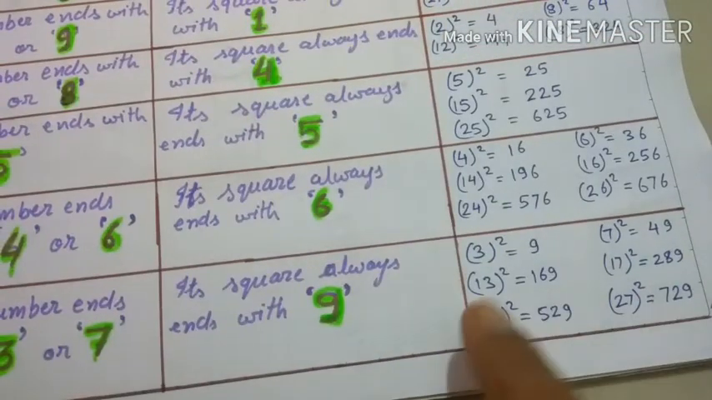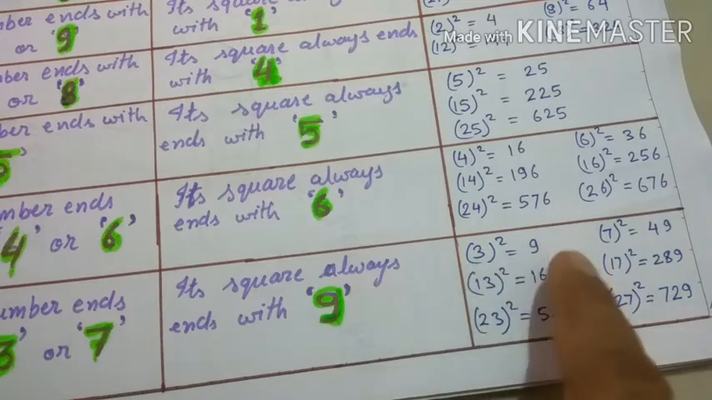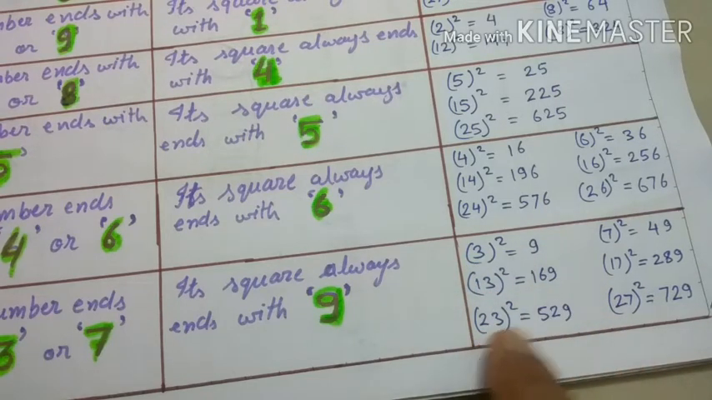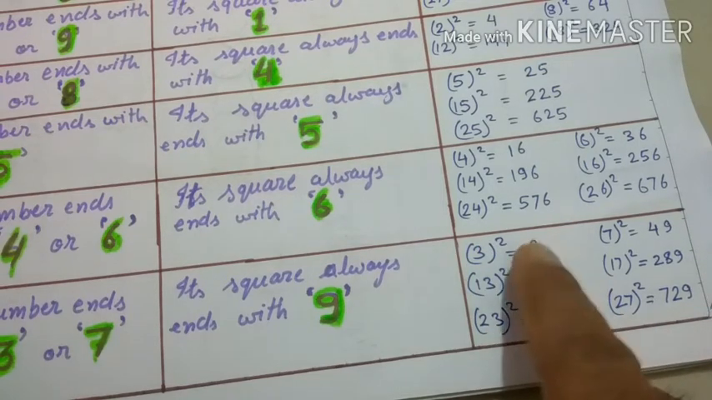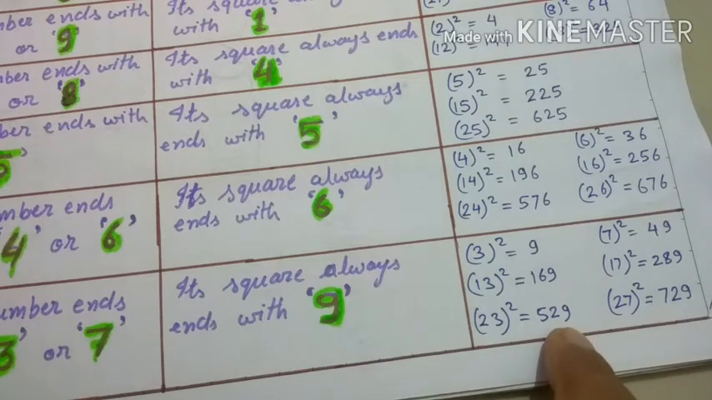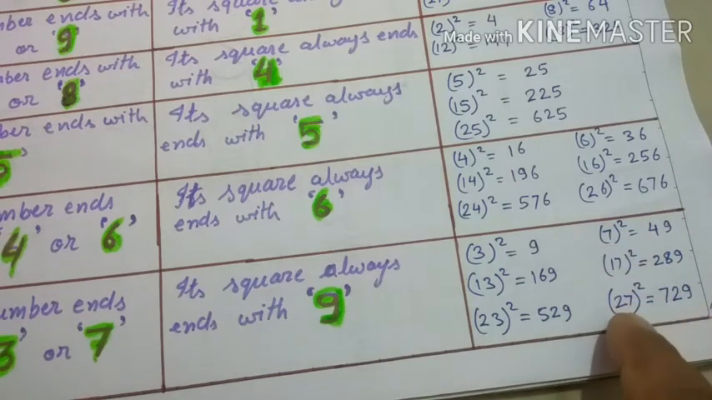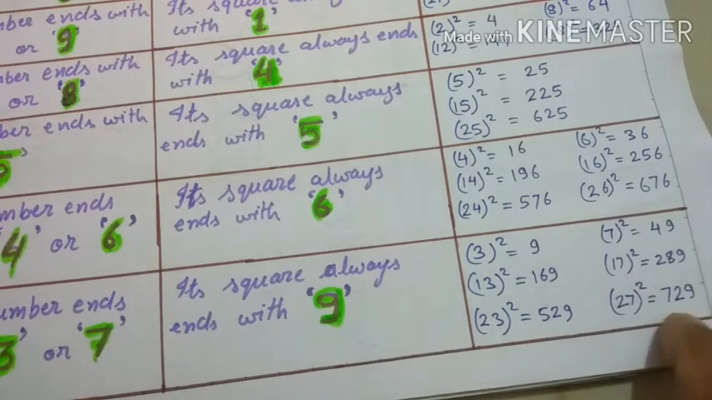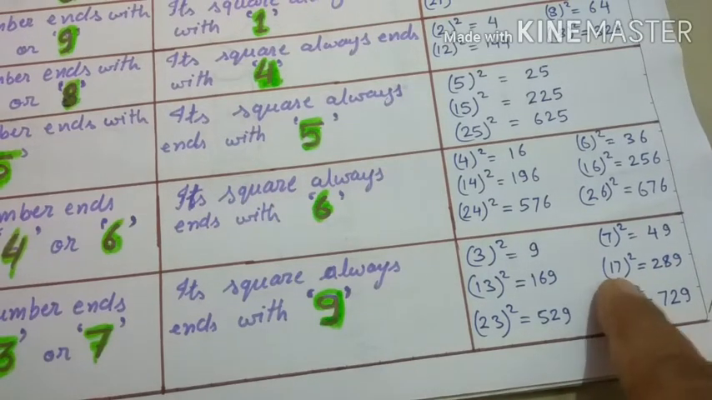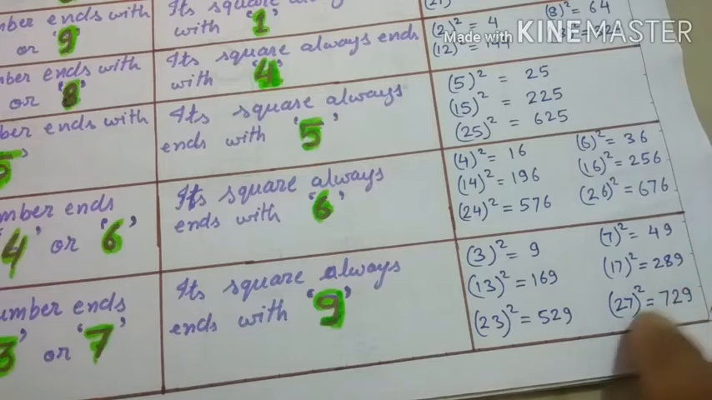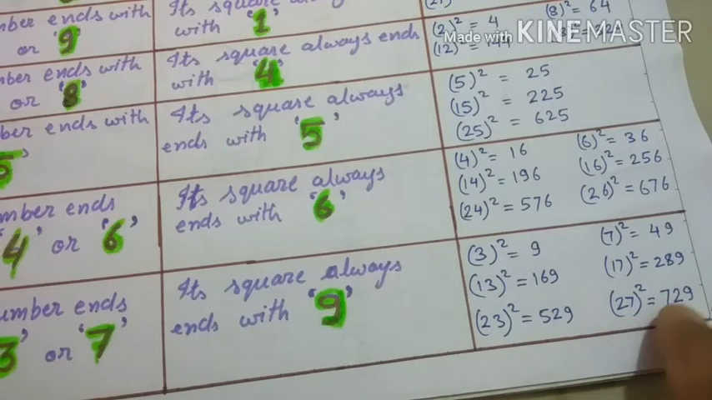These are the examples. The square of 3 is 9, the square of 13 is 169, the square of 23 is 529. So if a number ends with 3, its square ends with 9. Similarly, if a number ends with 7 also, its square ends with 9. Like the square of 7 is 49, the square of 17 is 289, the square of 27 is 729, and so on.